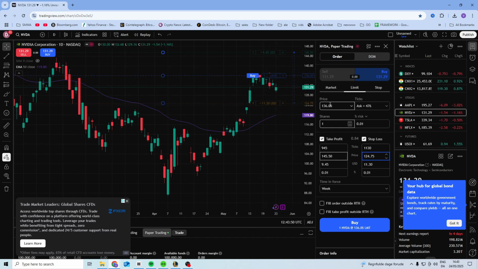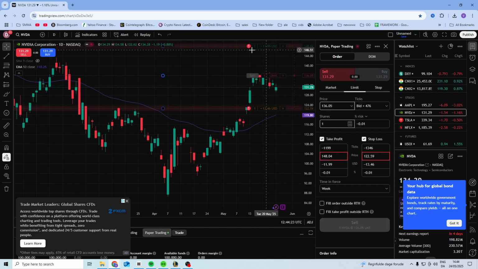So what this means is once the price hits 136, it's gonna make a buy order. So when it reaches 136, it's gonna buy the stock. If it reaches 145, which is my take profit, it's gonna close the order and take $9.45 profit. If it reaches 124, which means the price fell down, it's gonna close right here and I'll lose $11.30. Now you can change this how much you want, and these are the two ones that I usually use. I never really use the stop one, but this is how it works.